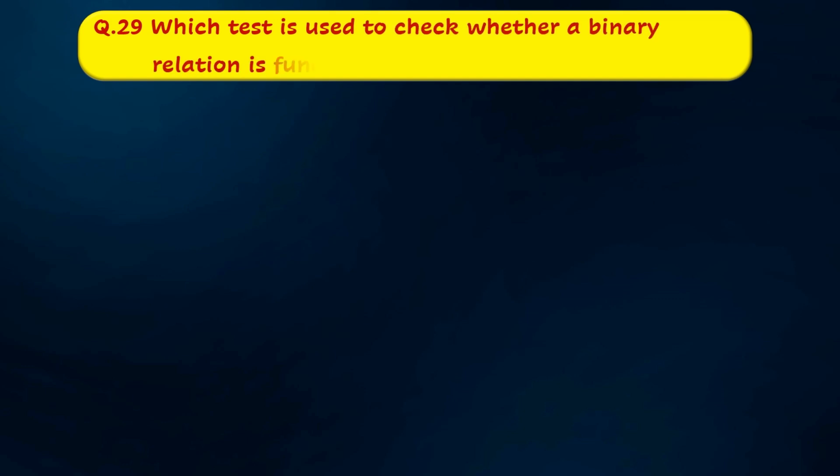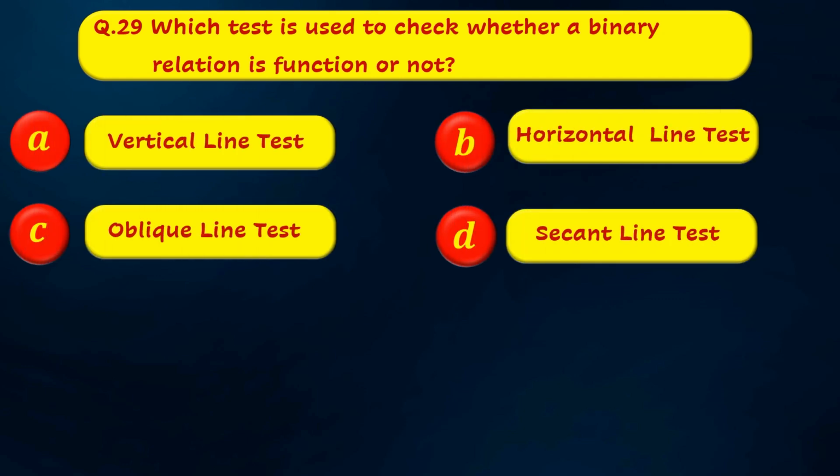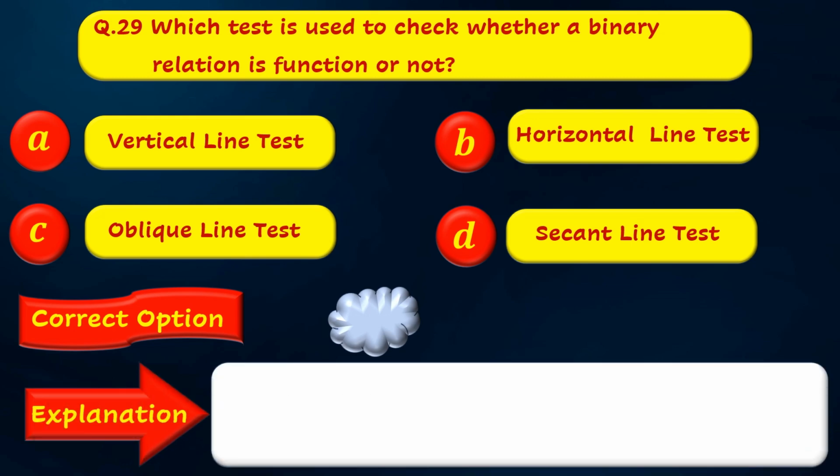Question number 29. Which test is used to check whether a binary relation is a function or not? And the options are, let's find out which one is the correct option. But before that, let's explain it. The vertical line test states that if the curve is intersected by a vertical line only once, then the curve is a function. Therefore, the correct option is option A.